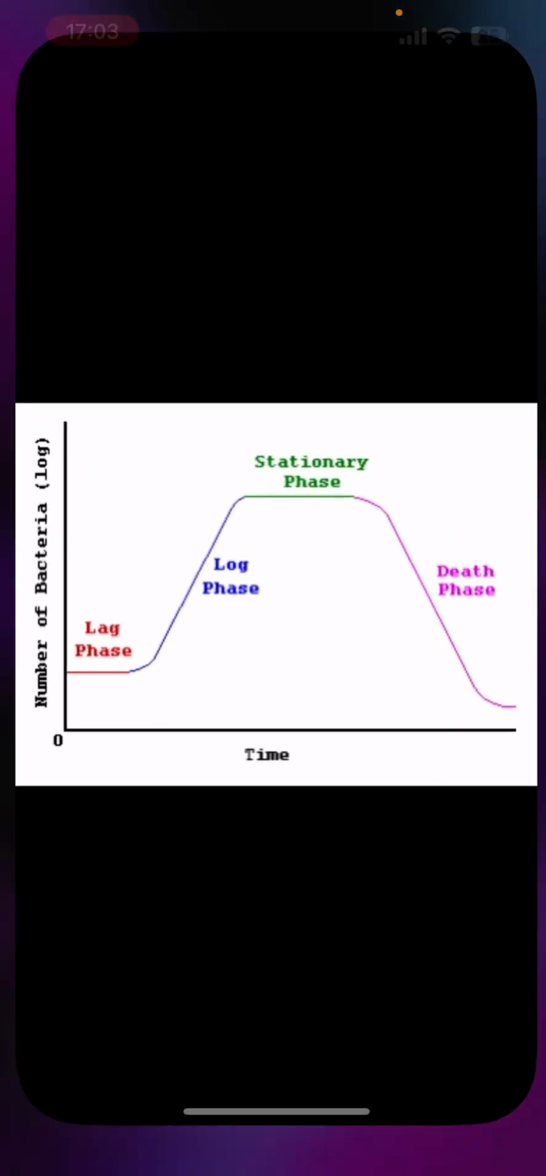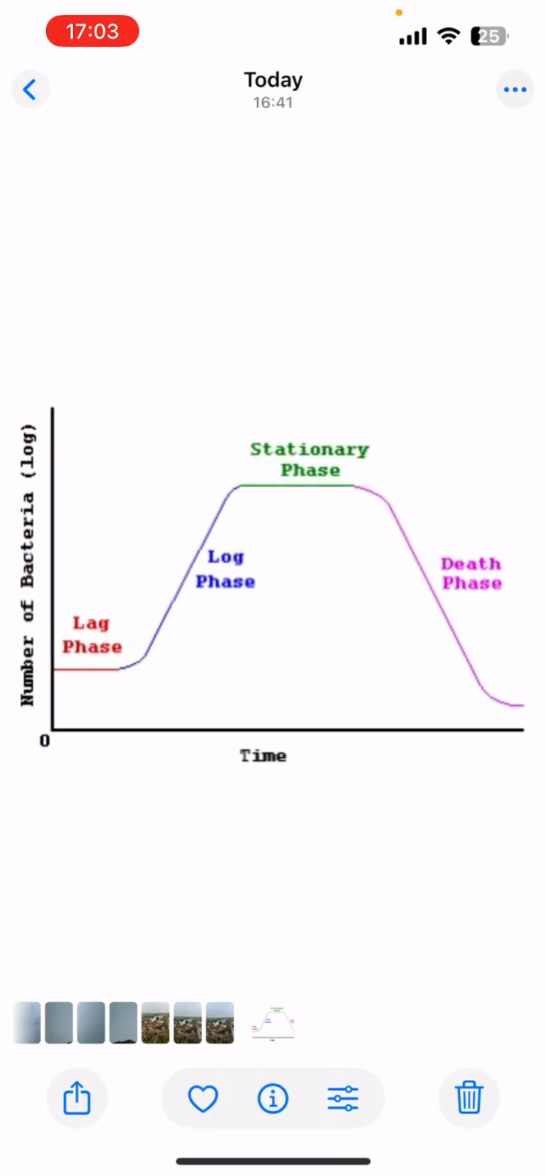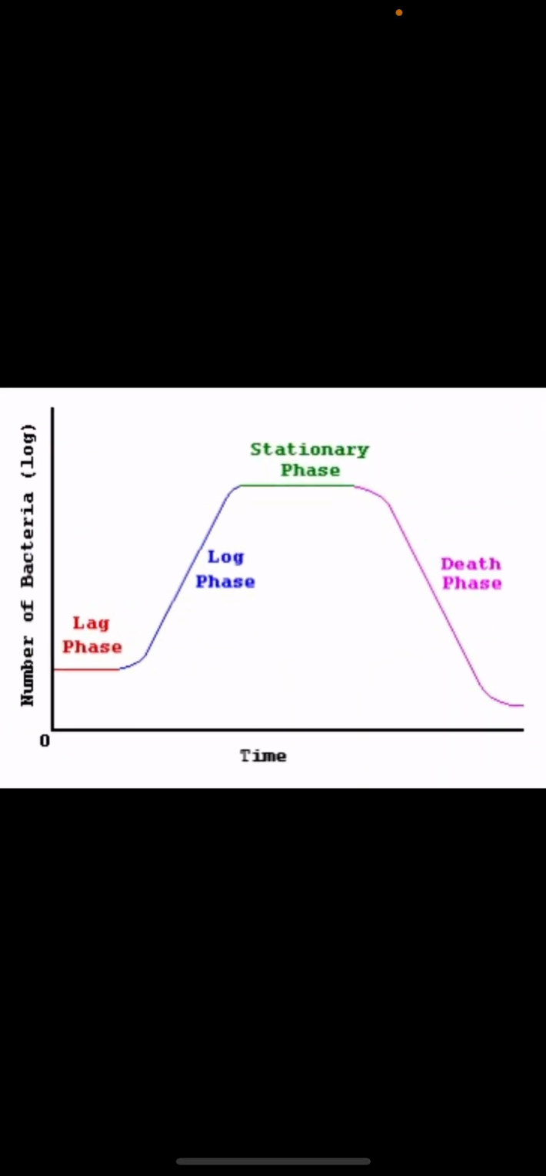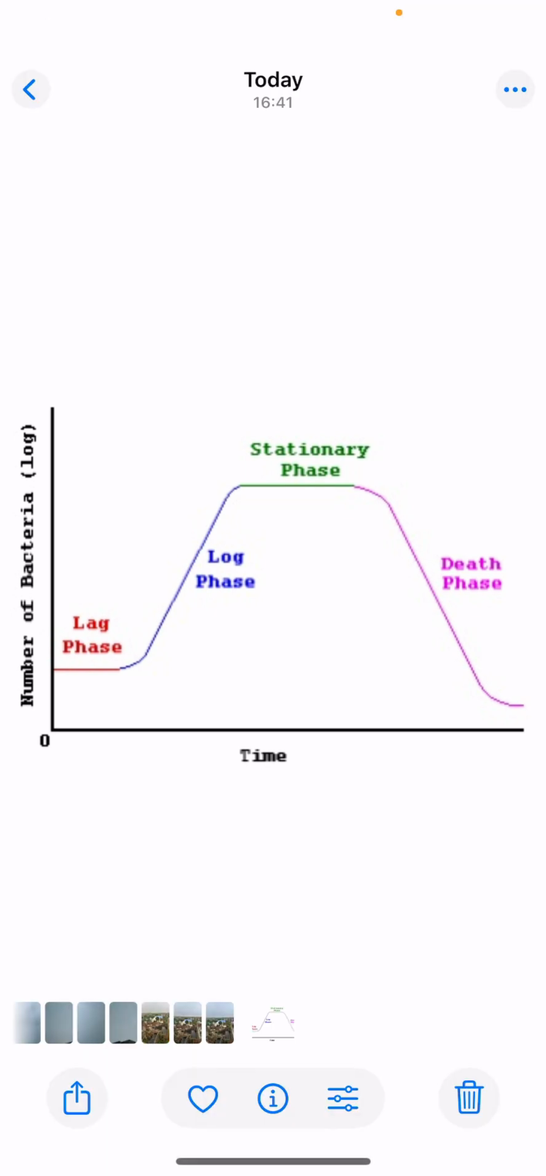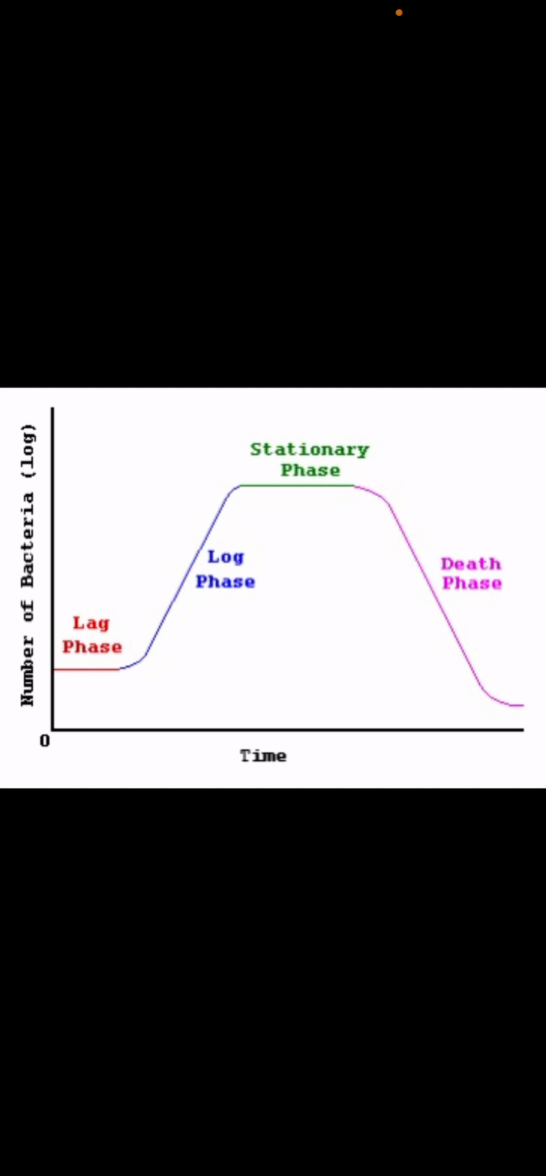Also, before ending this video, let's see the graph. This is the microbial growth curve graph. This is the number of bacteria, and this is the time. Then there is lag phase, log phase, stationary phase, and death phase. So this is how you can represent the entire microbial growth phase on a graph.